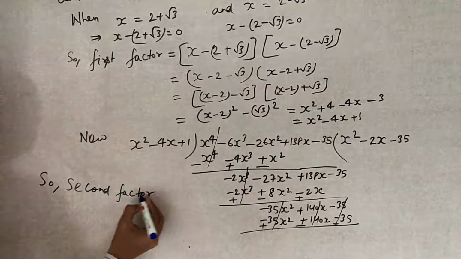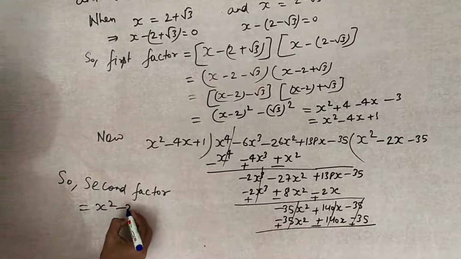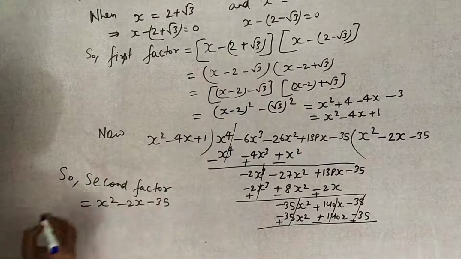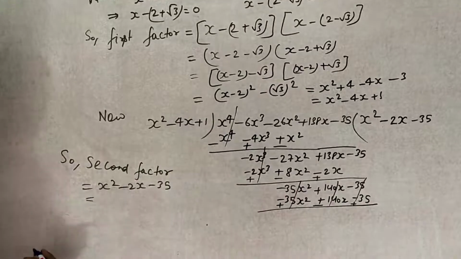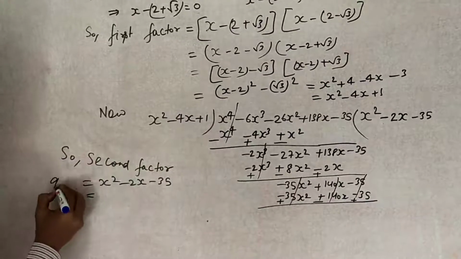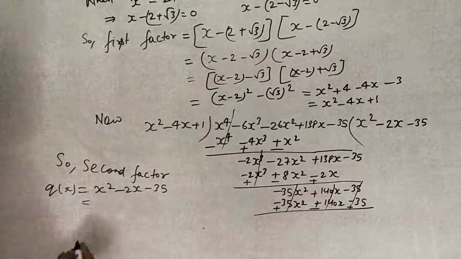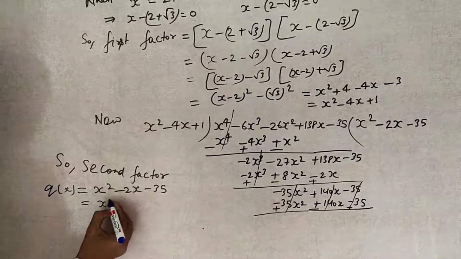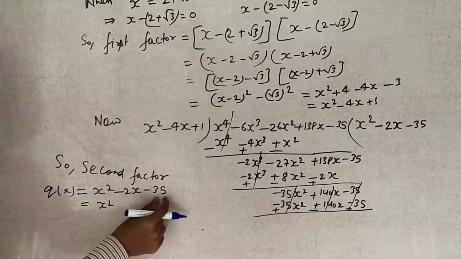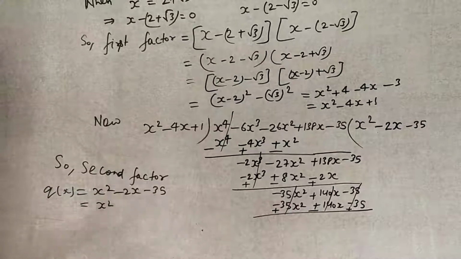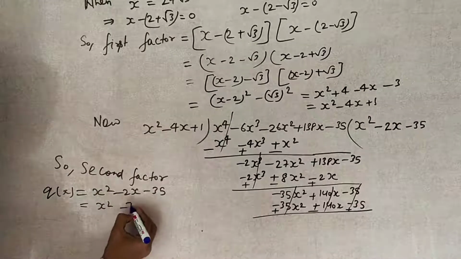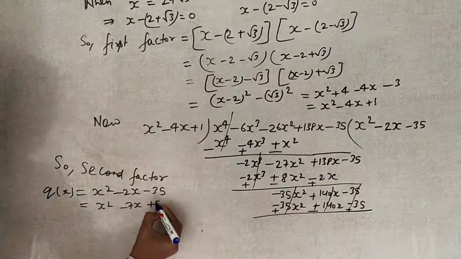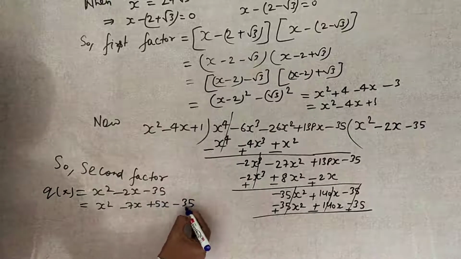The second factor is x square minus 2x minus 35. We are factorizing this one. This is known as q(x). You can write here q(x) is equal to x square, and we know that this one will be factorized in 2 parts. 7 times 5 is 35. We can write here minus 7x plus 5x, minus 35.